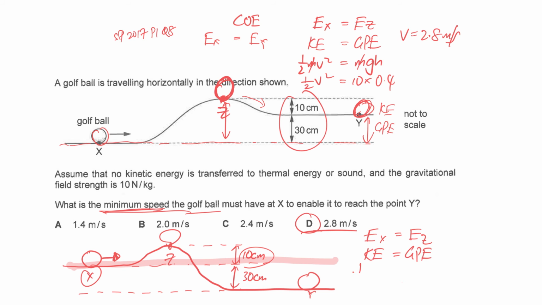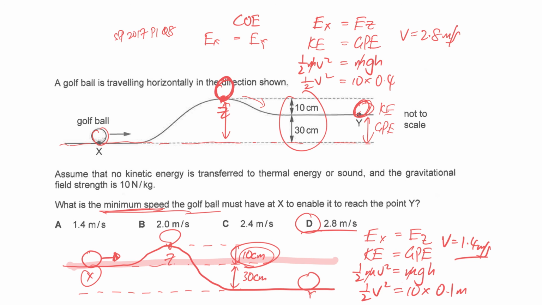Let's open up: half mv squared is equal to mgh. Mass can be cancelled off once again. So you're left with half v squared is equal to 10 times the height, which is only 10 cm, so 0.1 meters. So we can solve that, and it will be 1.4 meters per second.